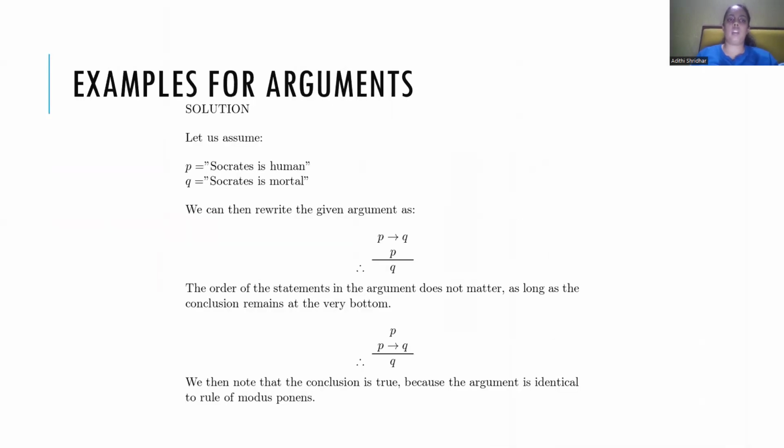An example of an argument: let us assume P, Socrates is human, and Q, Socrates is immortal. We can then write the given argument as P then Q, P, therefore Q. The order of the statements in the argument does not matter as long as the conclusion remains at the very bottom. P, P then Q, therefore Q. We note that the conclusion is true because the argument is identical to the modus ponens. Thank you.